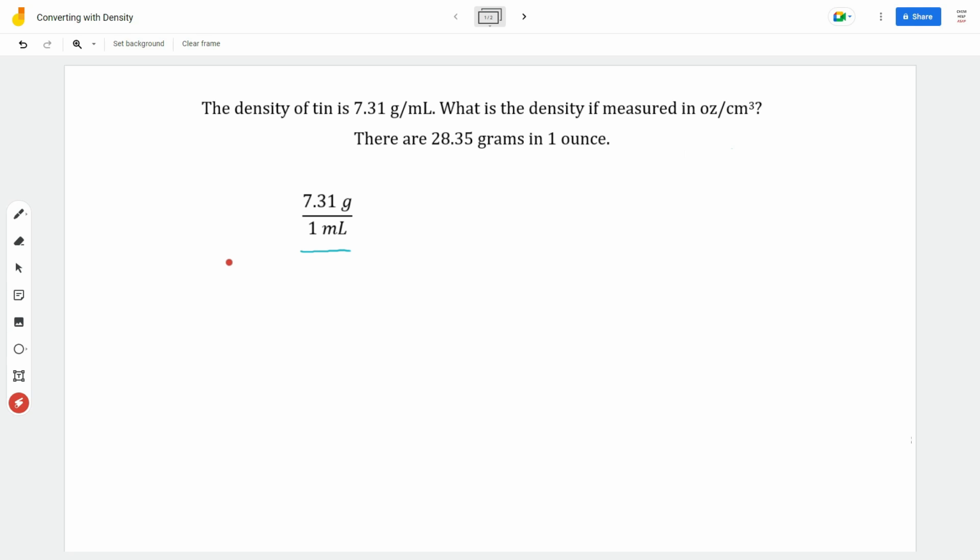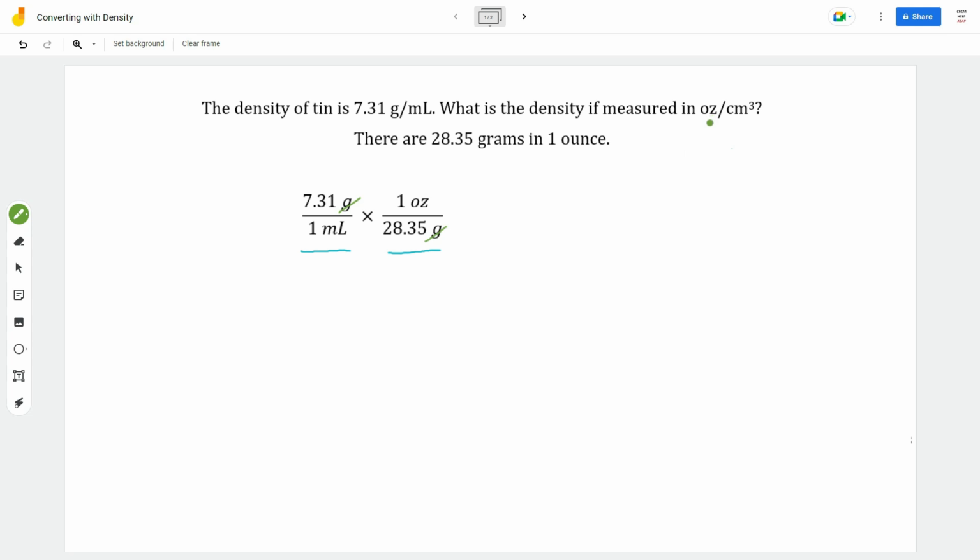I am going to start by converting the numerator. I am going to convert grams into ounces. However, if you prefer, you can always start with the denominator and first convert milliliters into centimeters cubed. It does not matter which one you start with, the one that you prefer. So I am going to use the conversion factor the problem gave me. Here is my 28.35 grams in 1 ounce. Notice how I set it up so that my grams cancel.